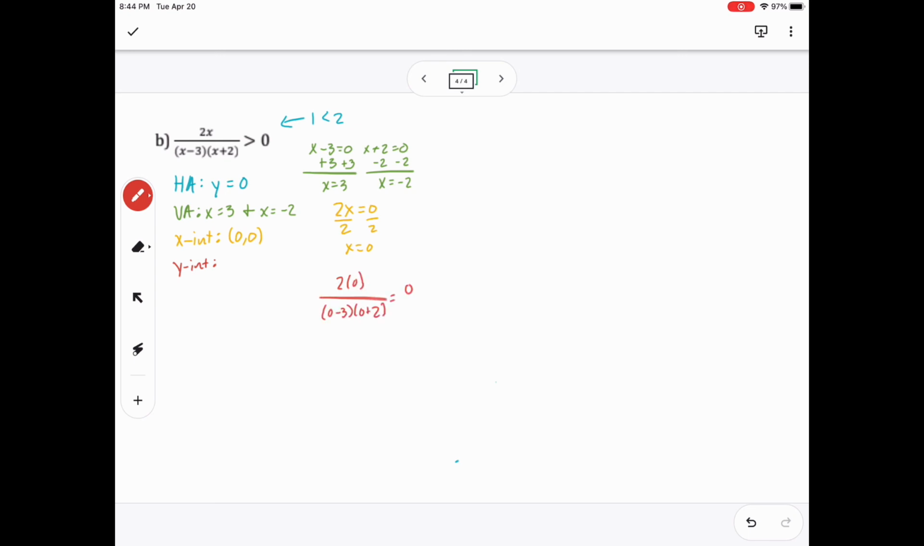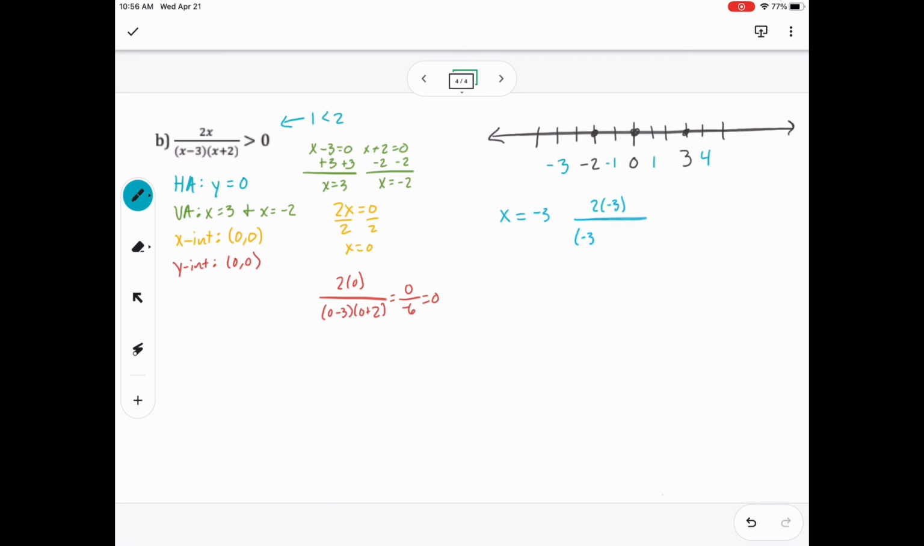So once I've plugged everything in, that gives me all my good stuff. So I'll make my number line here. Now here, I'm just going to use dots to represent those key places. So vertical asymptotes, x-intercepts, y-intercepts, whatever. And then in those areas, I'm going to pick four values because I broke up into four sections. So I'll pick -3. That gets me a negative value. So I'll write that it's negative on the number line.